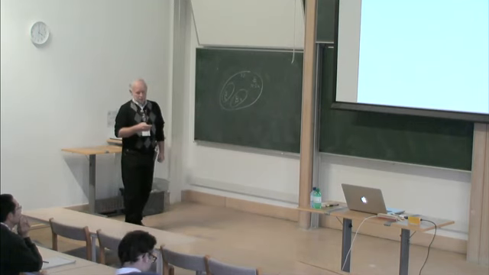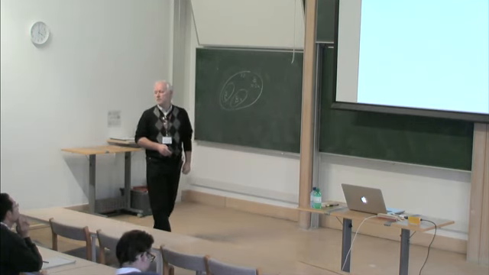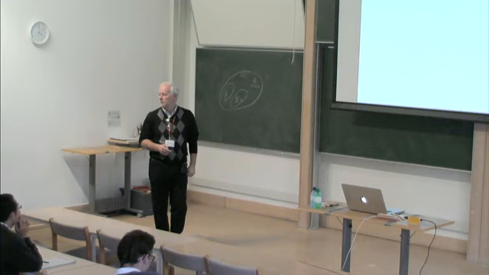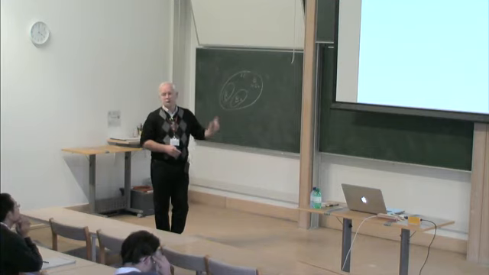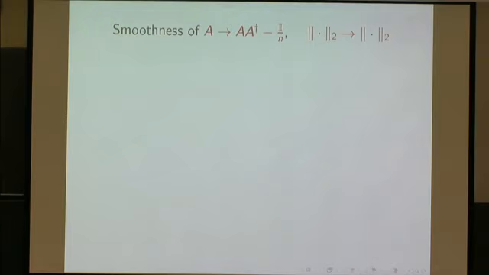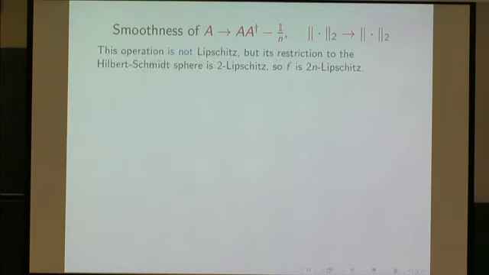Now, what about the first step? We're associating with A the absolute value square, and then shifting, of course, doesn't change anything. Now, of course, this is not a Lipschitz map, right? This is like x squared, right? However, if you restrict it to a bounded set, the sphere, it becomes Lipschitz.